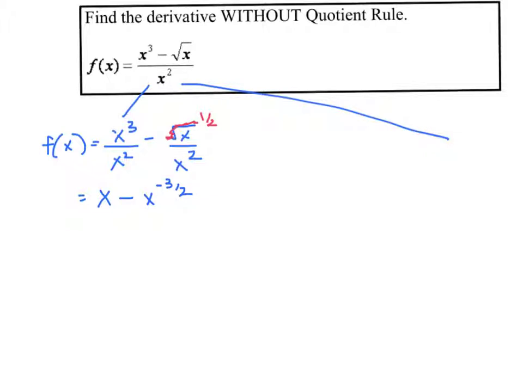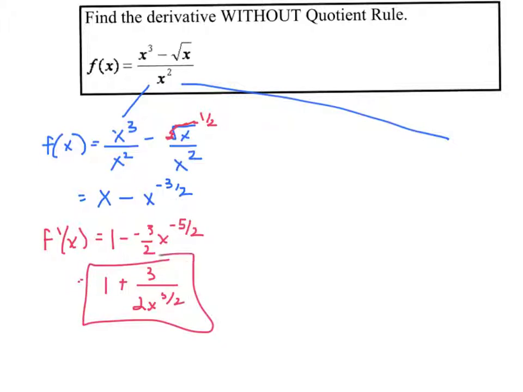And now, look how easy it would be to just use power rule. Okay. Derivative of x is 1, minus, we bring the negative out front, so minus 3/2 x to the negative 5/2, which we could rewrite as 1 plus 3 over 2x to the 5/2, like that. Okay. Even better, we could rewrite that bottom with a root. So it'd be the square root of x to the 5th. Even nicer maybe that way.